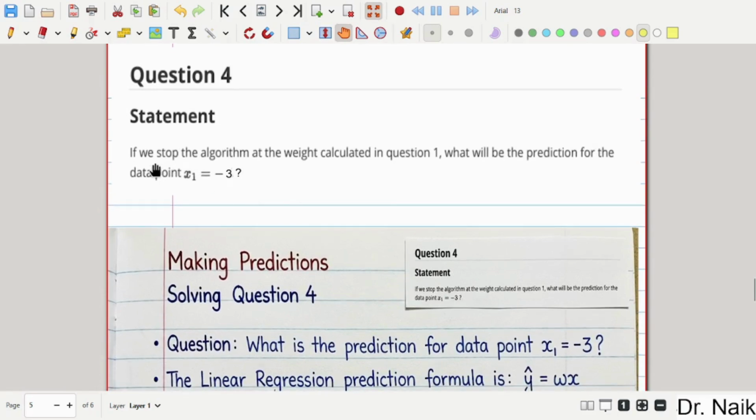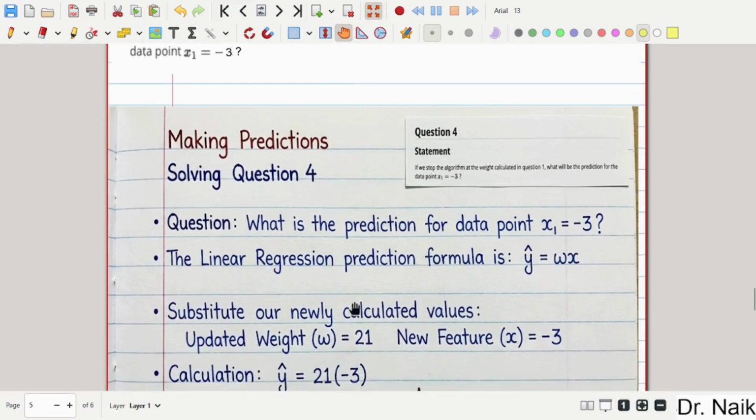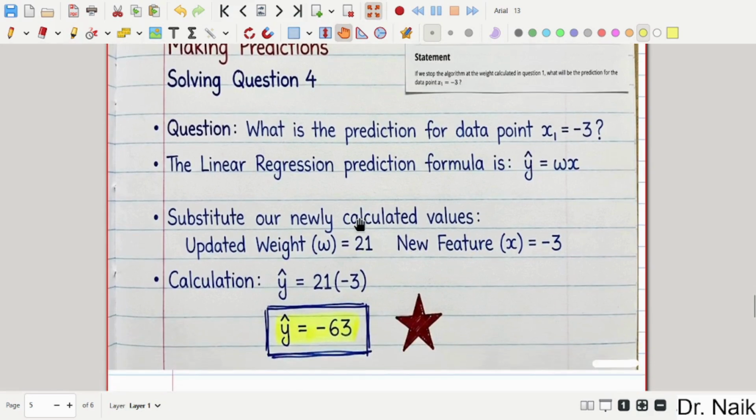Question 4. If we stop the algorithm at the weight calculated in the previous question, what will be the prediction for the data point x1 is equal to -3? The linear regression prediction formula is y hat is equal to wx. W is calculated as 21 and x is given as -3. Therefore y hat is equal to 21 times -3. Therefore y hat is equal to -63.